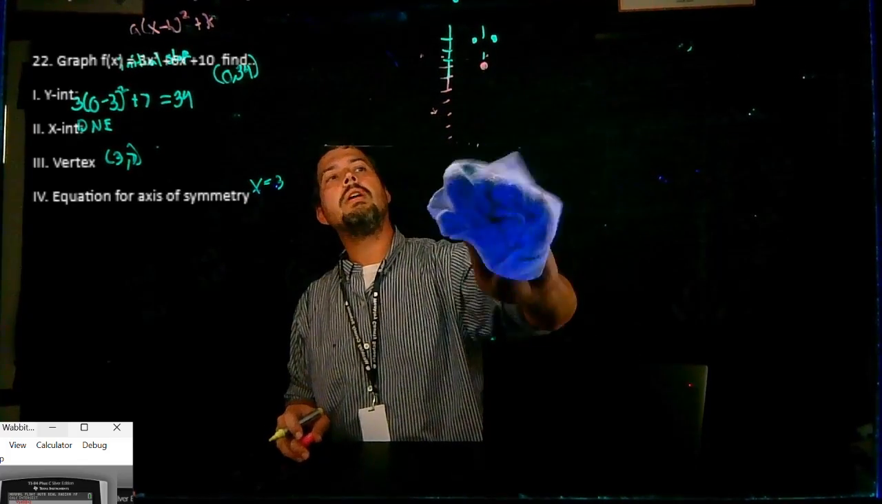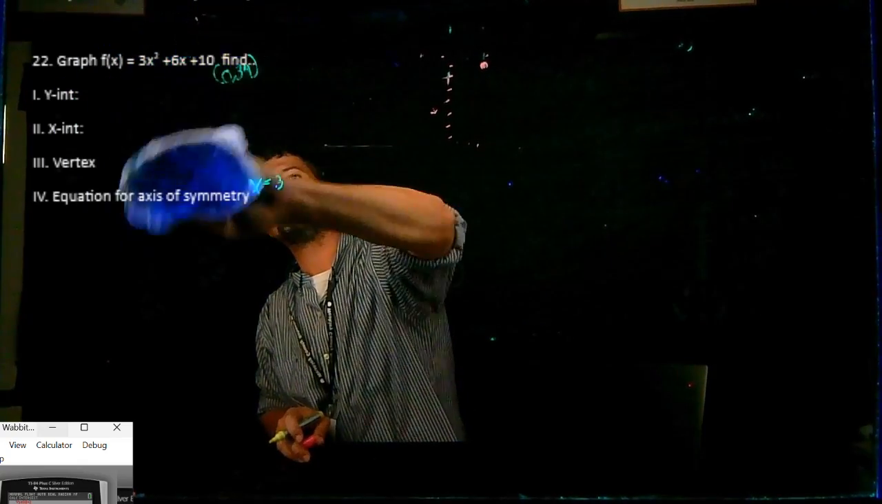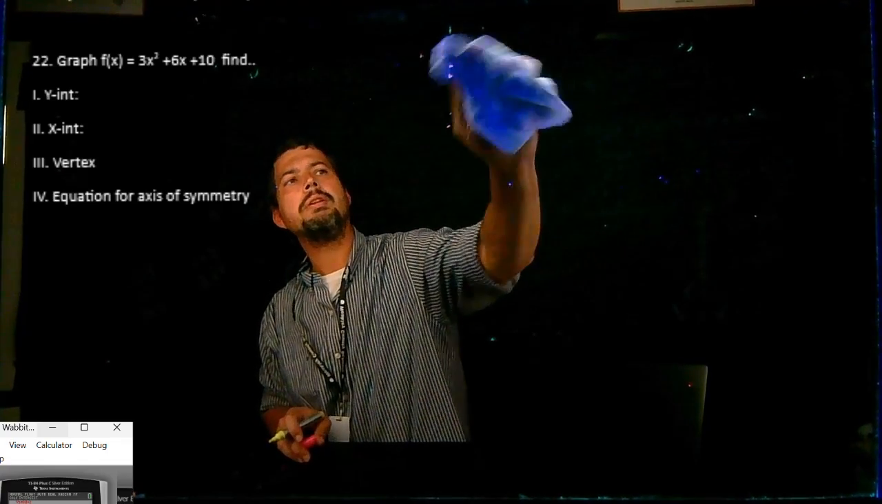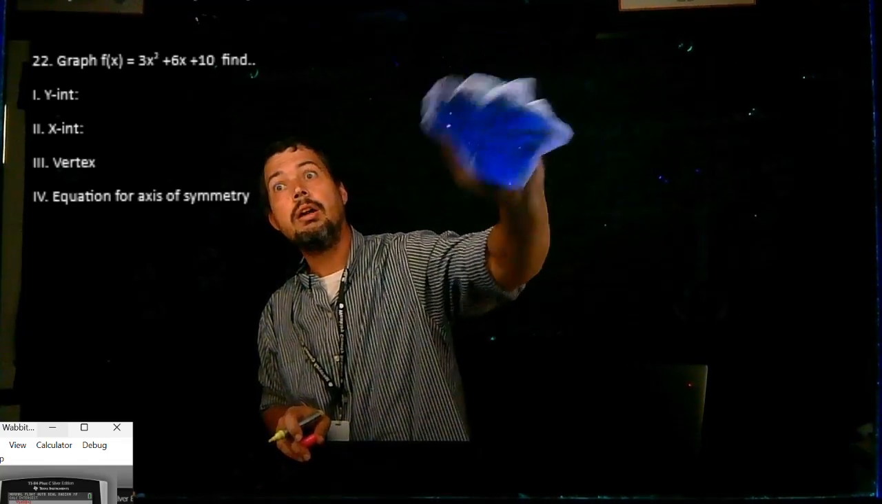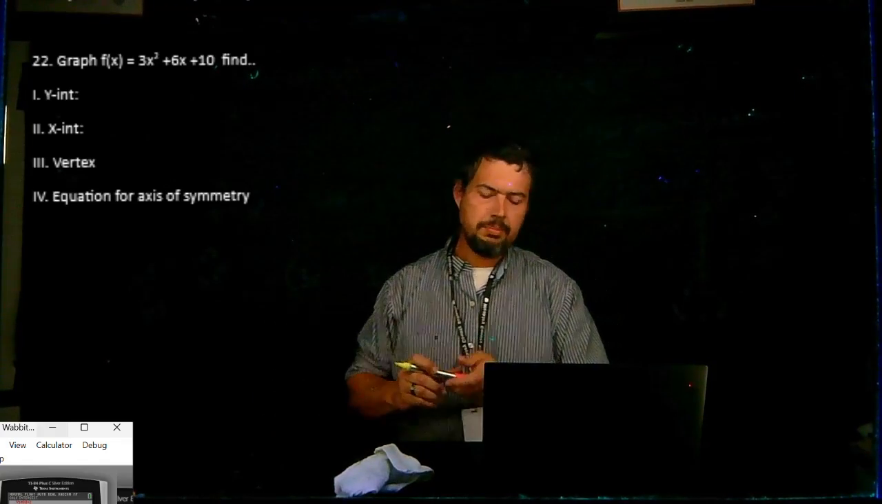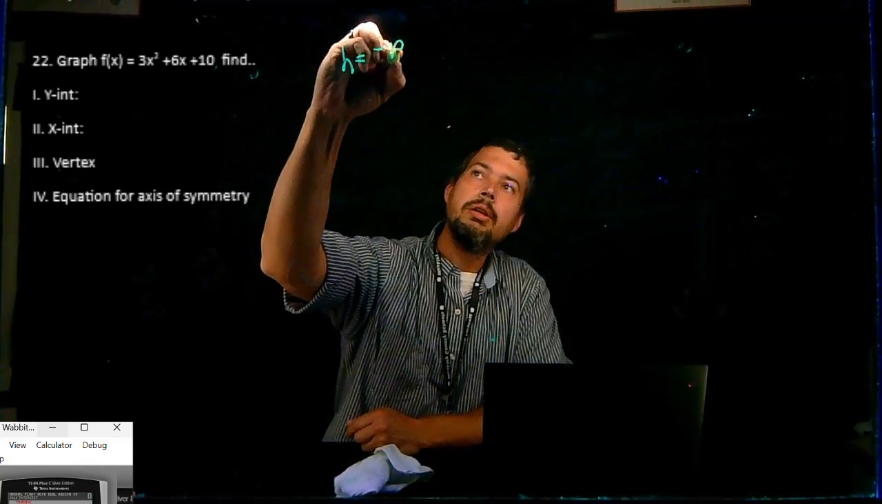On 22, I am giving you the equation in good old standard form. So you still have to remember some things. Like opposite b over 2a should be stuck in your head by now. Heck, it's part of the quadratic formula. X equals negative b all over 2a. It's part of it. So that's a good place to start. We're going to start by finding h. And h is negative b over 2a.